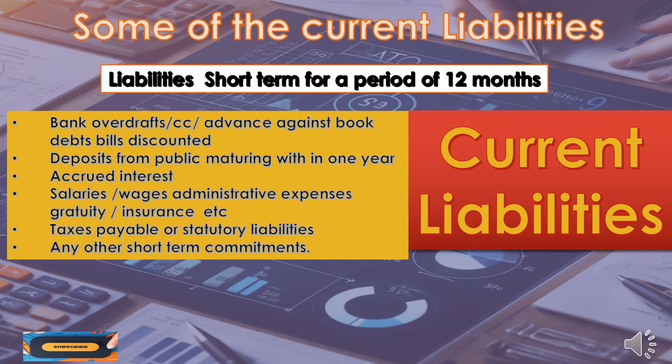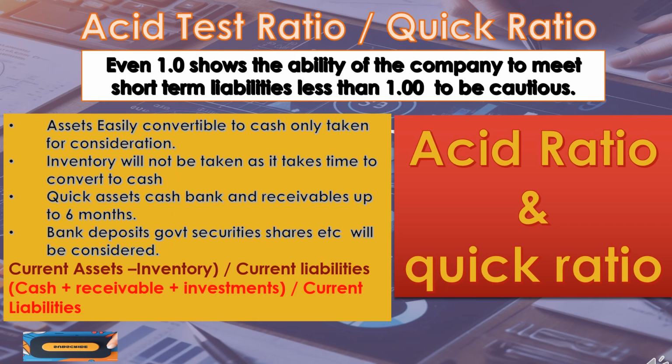Now we will see some of the current liabilities, which will fall due in less than 12 months. Bank overdraft, cash credits, advances against book debts, bills discounted, deposits from public which are going to mature within 1 year, accrued interest, salaries, wages, administrative expenses, gratuity, insurance, and other statutory expenses like taxes and any other short-term commitments will come under current liabilities.